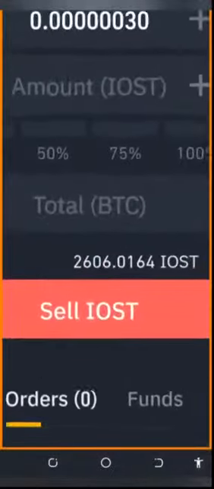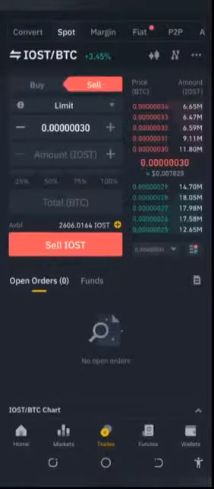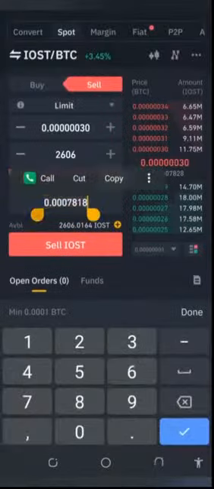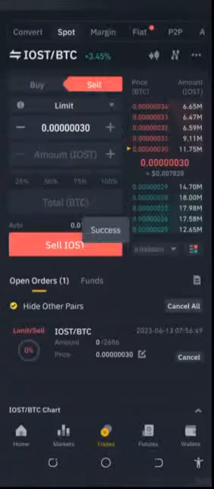Okay, so see, we've got our 2606 here. So what are we going to do? We're just going to put it in here and get it picked up all together. So I'm just going to copy that out. All right, and then go ahead and just sell. That's it. So we're currently in the queue.